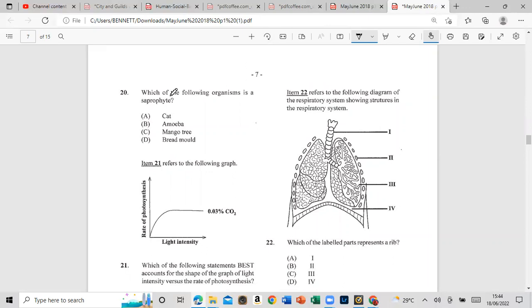Number 20, which of the following organisms is a saprotroph? Cat, amoeba, mango tree, or bread mold? And that would be the bread mold.